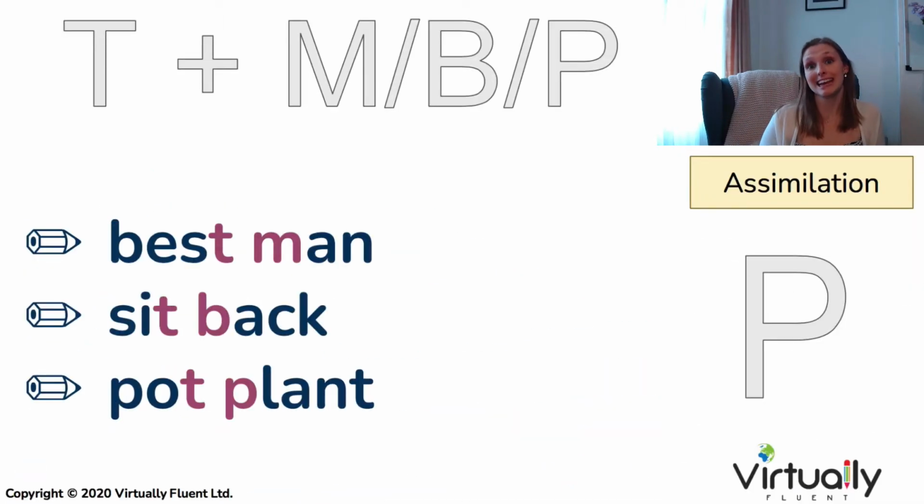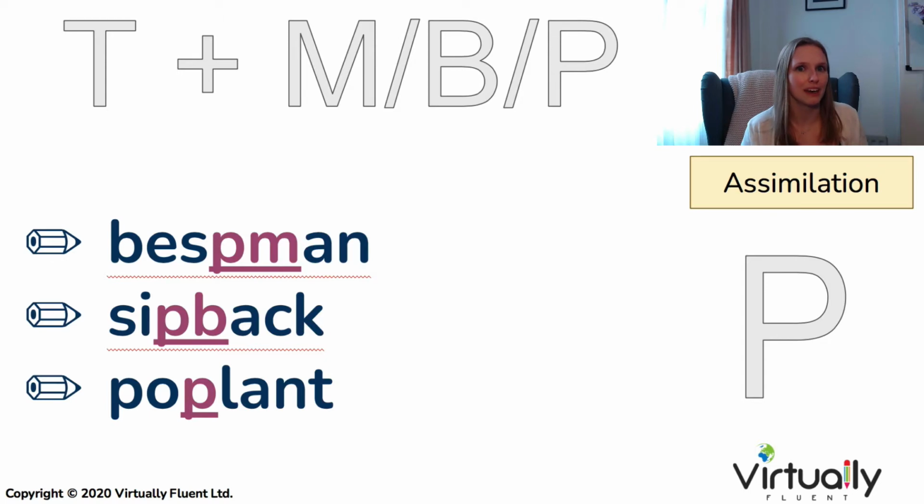So if one word ends in T and the next word starts in M, B, or P, we basically eliminate that T sound and try to insert a P instead. For example, best man. It's way too complicated. We want to insert a P in there instead. Best man. Now, we don't necessarily say best man. We don't want to over-exaggerate. The idea is that our mouth moves into the position of the letter P, but we don't actually say that sound. So best man, best man.